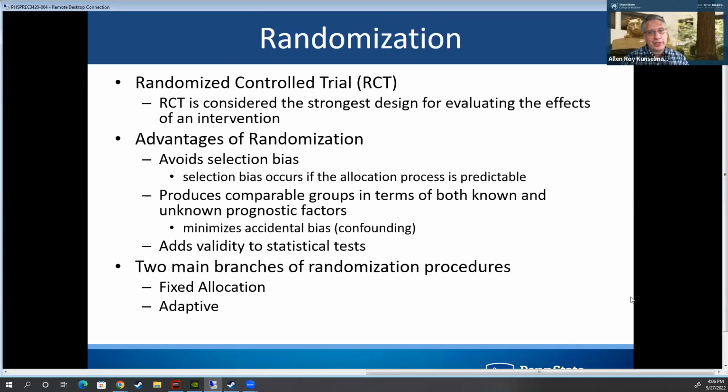So a randomized controlled trial is considered the strongest design for evaluating the effects of an intervention. And an advantage of randomization is that it avoids selection bias. Selection bias occurs if your allocation process is predictable. For example, even if you think you're randomizing somebody, if all your patients are going to be assigned to treatment A on Monday and treatment B on Tuesday, and then treatment A again on Wednesday, so every other day you're switching treatment, that isn't really randomization. You'd have selection bias. You would know when those patients are being randomized.